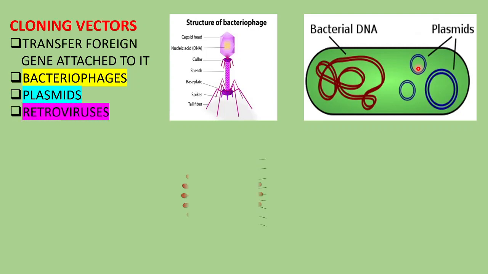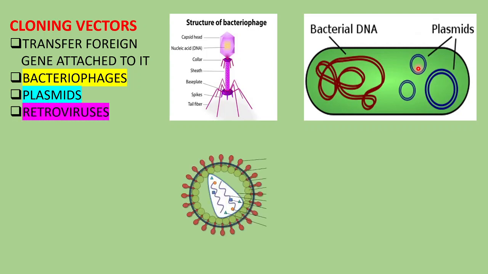Third type is retroviruses, which are used in animals. Retroviruses are viruses which attack animal cells. They transfer the genetic material into them, and then the genetic material will undergo reverse transcription and thereby get ligated or joined with the main DNA of the animal cell. So such retroviruses are also used.